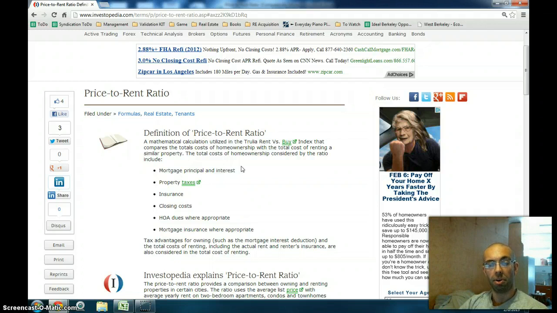The total costs of home ownership considered by the ratio include, these are all costs that you would incur if you owned a property: your mortgage principal and interest, property taxes, insurance, closing costs, homeowners association dues, mortgage insurance where appropriate. And then they also will factor in the tax advantages that you get. So they'll look at this on an after-tax basis. They'll take into consideration the interest deductions and also the depreciation deductions you get from owning property.